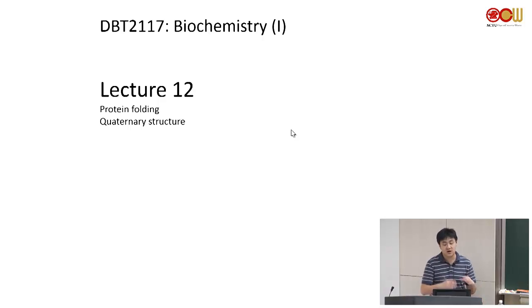In particular, quaternary structure is essentially many monomeric proteins coming together and forming a dimer, trimer, tetramer, that kind of stuff, right? That's quaternary structure. So that's the scope of today's class.